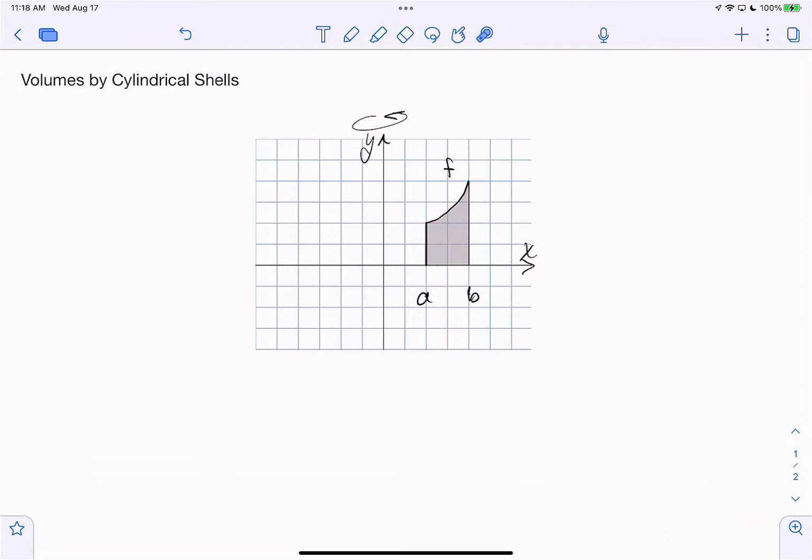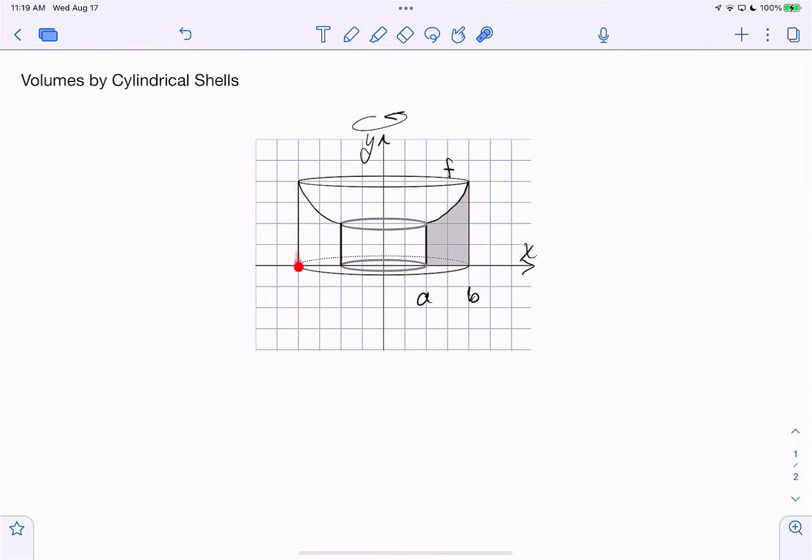If we do rotate this region about the y-axis, then we end up with something that might kind of look like a football stadium if you think about it. We've got these walls here, we've got a hole in the middle because of how the region was defined, right? There's a gap between the region and the axis of rotation. And then inside it's kind of like a bowl, but with this hole in the middle.